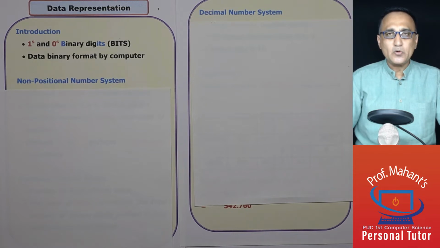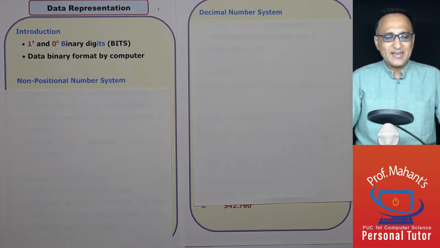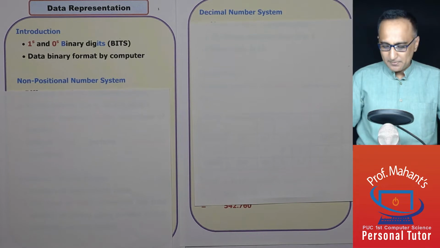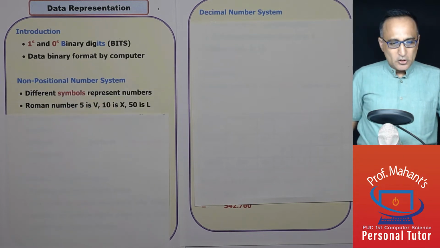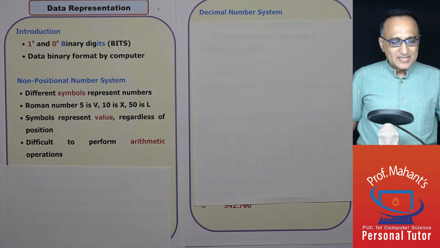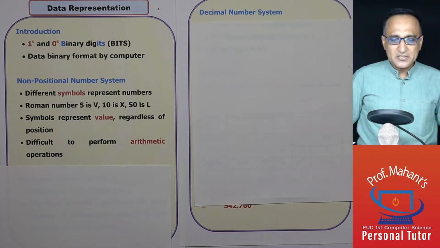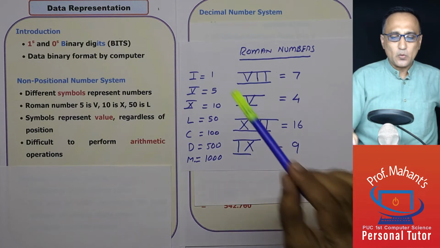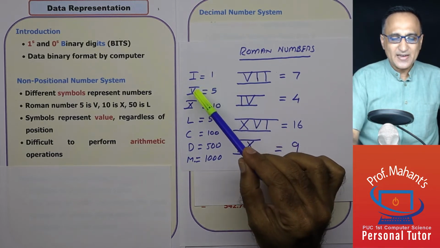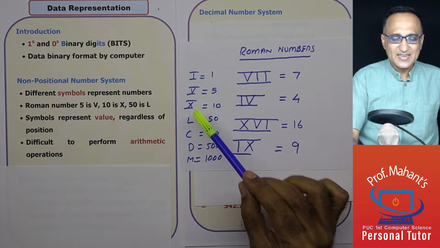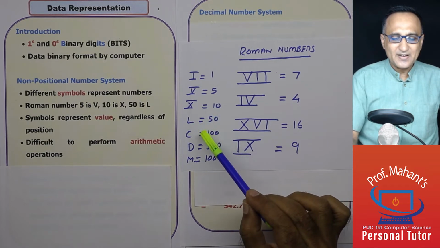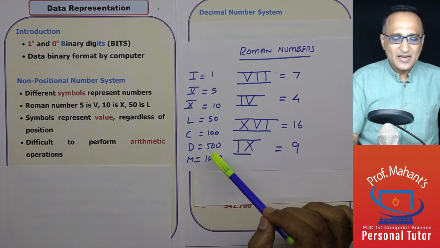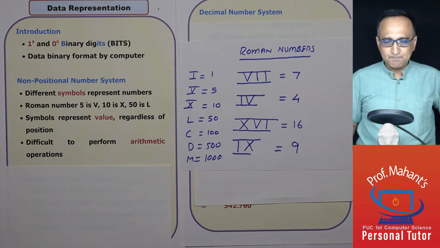Before we head into talking about binary, octal, decimal, or hexadecimal, let's understand a fundamental concept: what is a non-positional number system? An example of a non-positional number system would be Roman numbers. In Roman numbers, 1 is represented like this, 5 is represented like this, 10 is X, 50 is L, 100 is C, 500 is D, and 1000 is M.